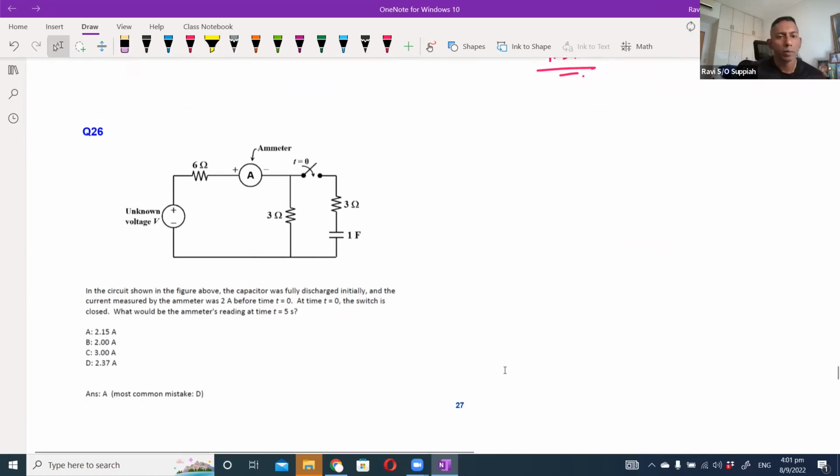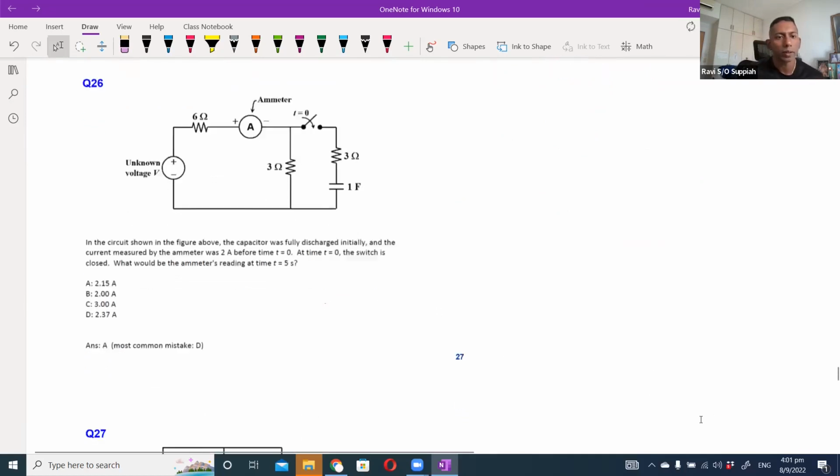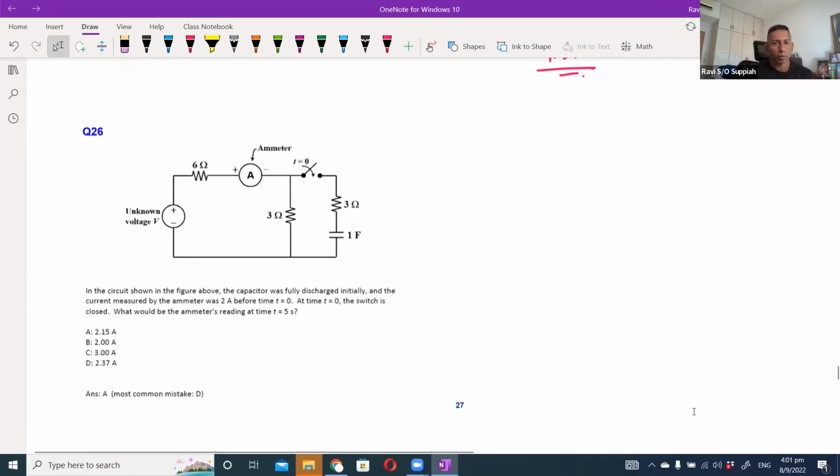Okay, so here we have a circuit where the capacitor was fully discharged initially and the current measured by the ammeter was 2 ampere before time t equals 0. At time t equals 0, the switch is closed. What will be the ammeter's reading at time t equals 5 seconds? Okay, so let's do this step by step.